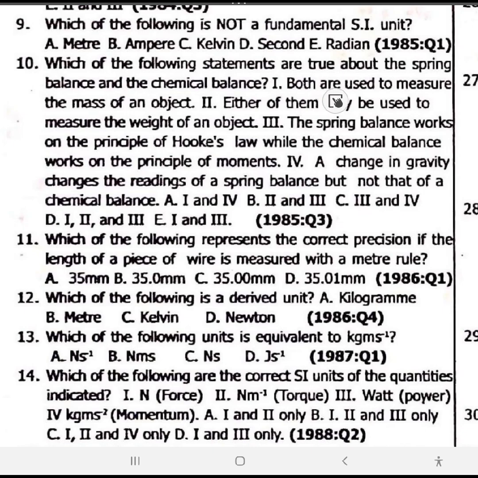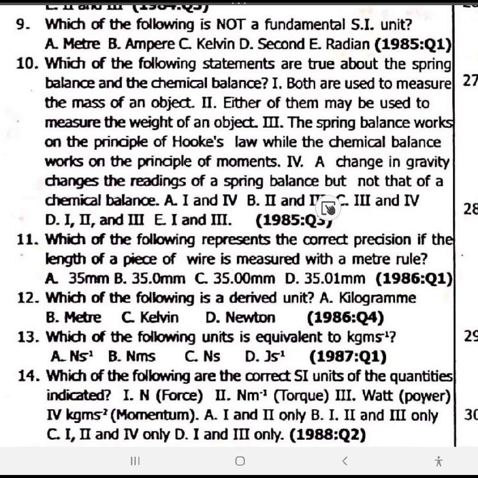These both are used to measure the mass of an object. No, one will measure weight. Spring balance measures weight, beam balance measures mass. Either of them may be used to measure the weight of an object. Either of them. Now, the spring balance works on the principle of Hooke's law, correct? While chemical balance works on the principle of moment.